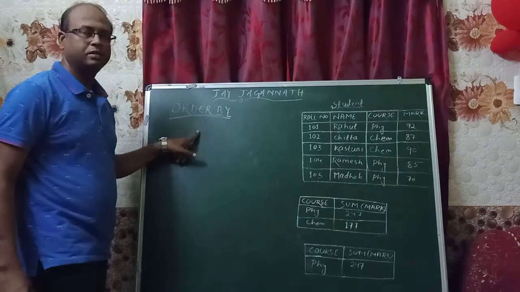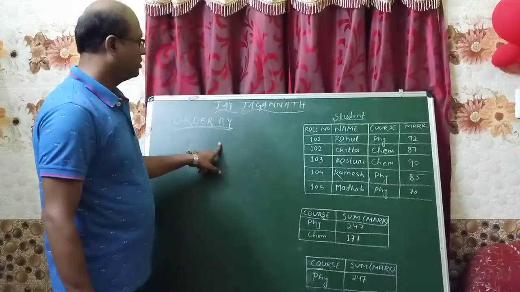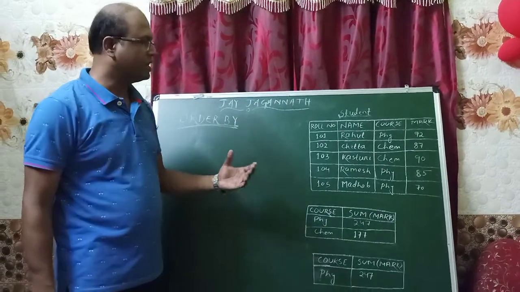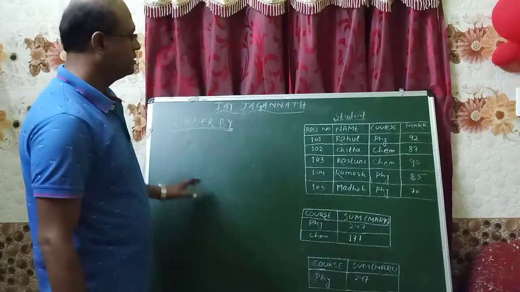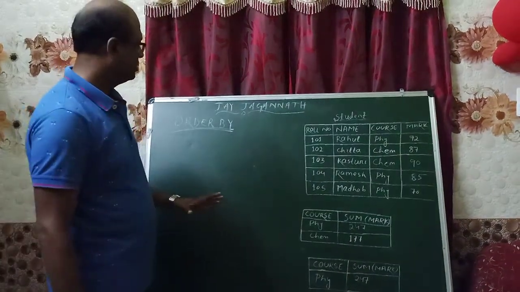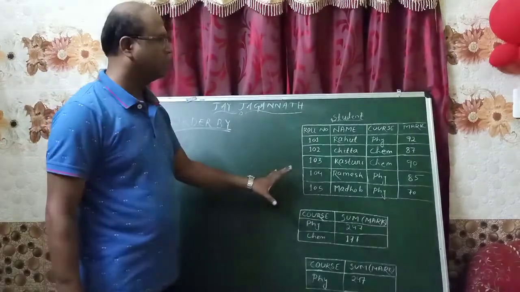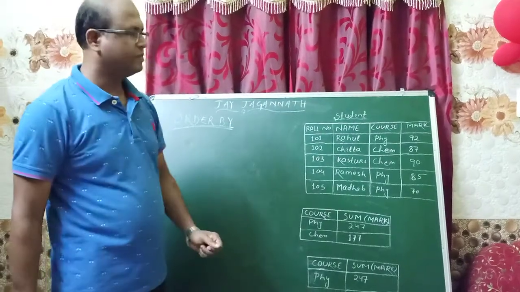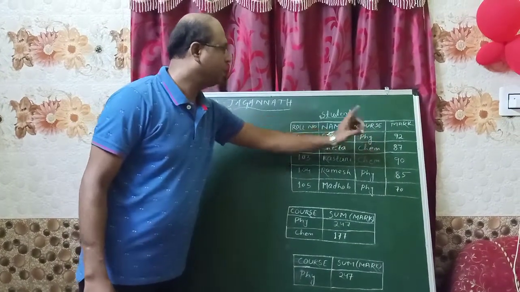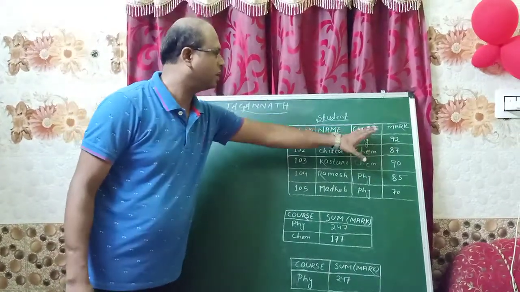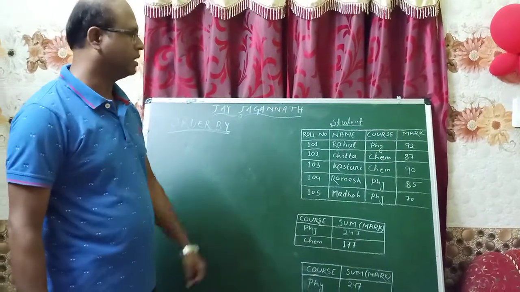In SQL, you can use the order by clause to arrange the result of a particular query. It means that suppose your intention is to display the results in a particular order, that is ascending or descending order. For example, our intention is to retrieve the name and mark from the students table, and mark should be in ascending order.